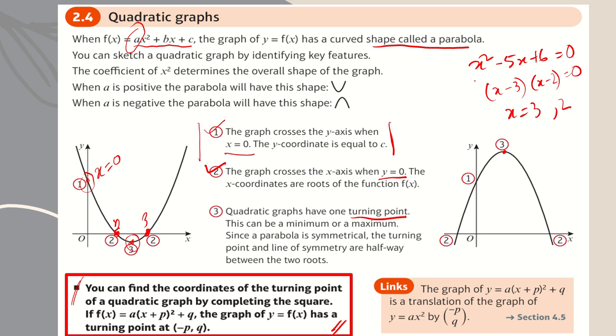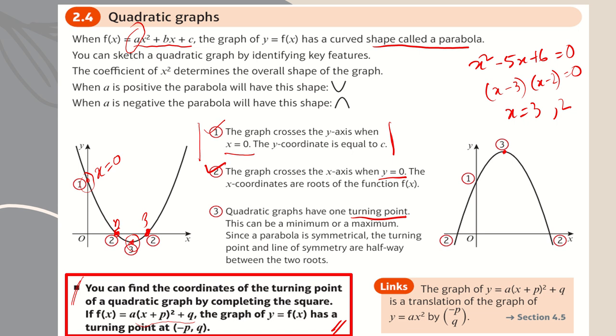Let's say you are expressing a quadratic expression in the completing the square format. Look at here: this is P, and this is Q. The y coordinate of the turning point will be Q. If it is plus P, the x coordinate of the turning point will be minus P. If it is minus P, the x coordinate of the turning point will be P.